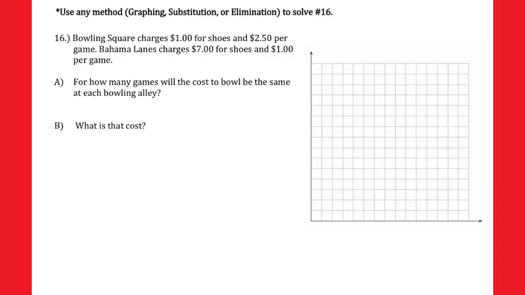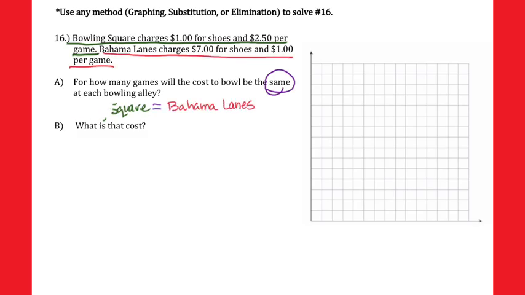On 16, I can solve by graphing, substitution, or elimination. It's my decision. On the test, if you solve for 1, that's all you have to do. But if you solve for more, you get 2 extra credit points for each way you solve it. So I'm going to see that Bowling Square charges $1.